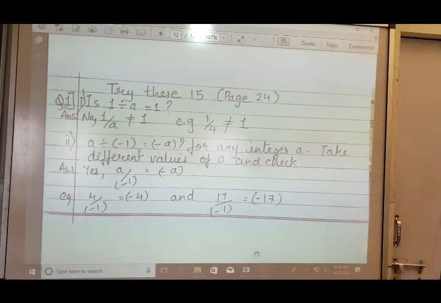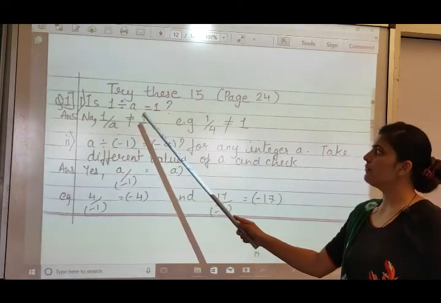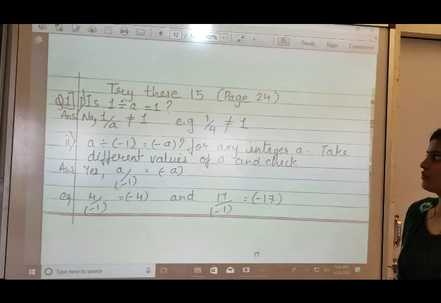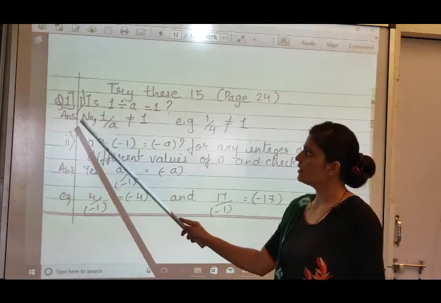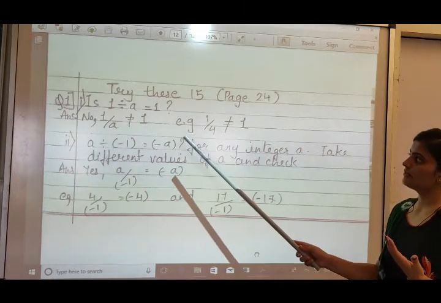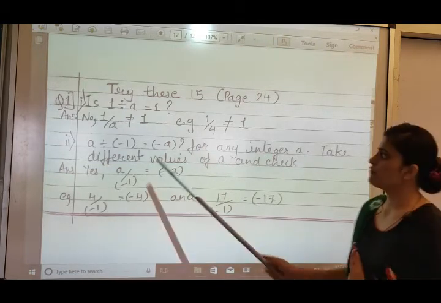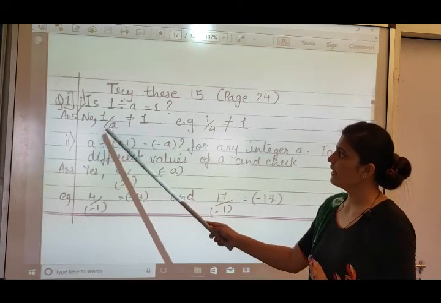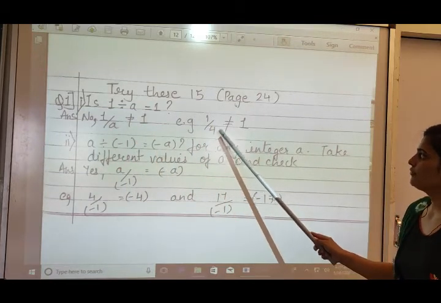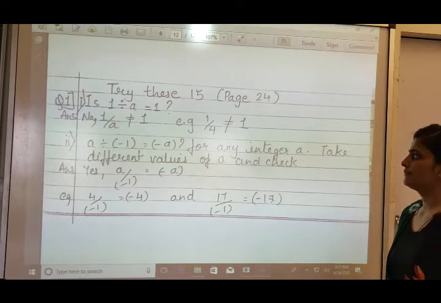On page number 24, the first question given is: is 1 divided by a equal to 1? We have to answer yes or no. The answer will be no. Why? Because when we divide 1 by an integer, it will be equal to 1 by that integer itself. So 1 divided by a is not equal to 1. For example, 1 divided by 4 is not equal to 1, it will be equal to 1 by 4 only.